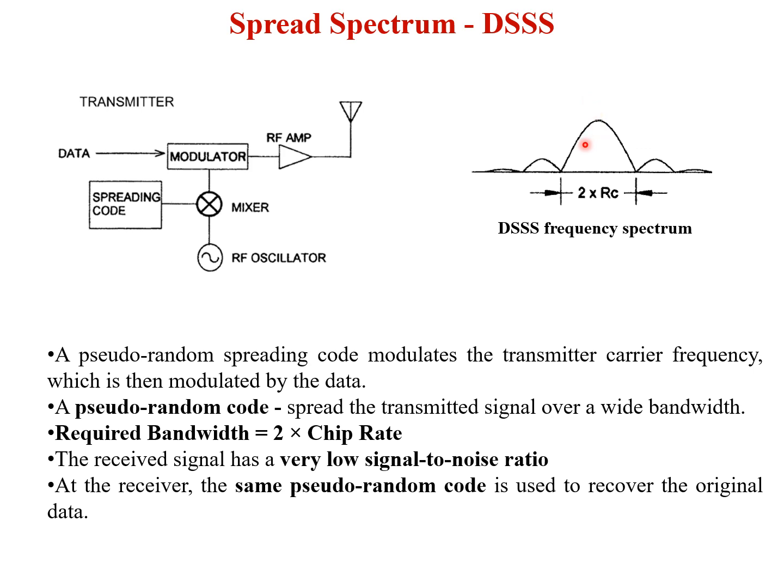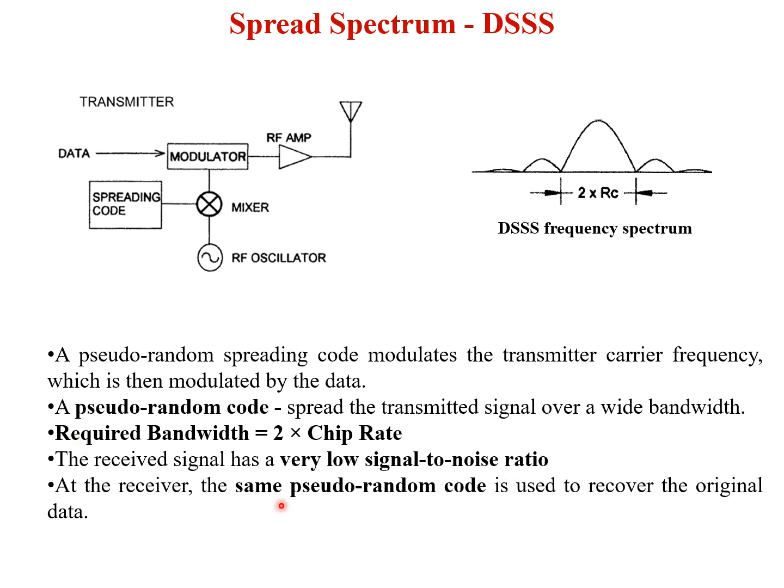Here we can see the lobes. This is called the main lobe and these are called side lobes. Most of the transmitted energy is present in the main lobe, and the side lobes have very little energy, which gradually decreases for the side lobes. The required bandwidth is 2 times the chip rate, so twice the chip rate.